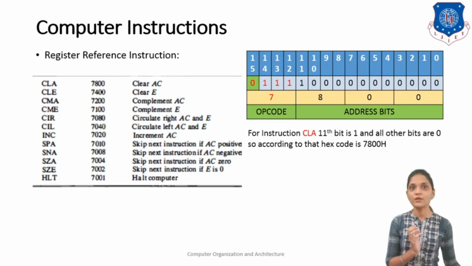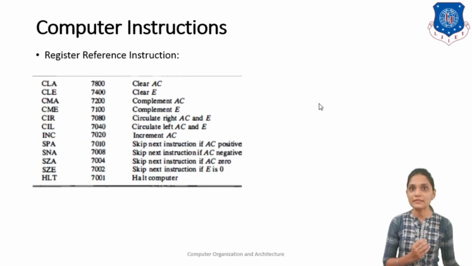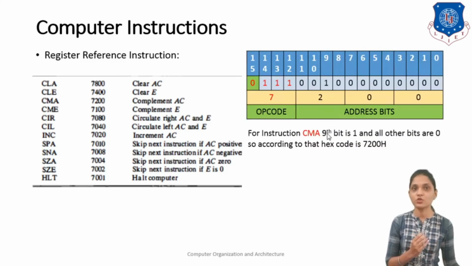So this 4 bit will be 8, and this 4 bit will be 0, and the next 4 bits will be 0. Okay, so for the CLA instruction, your operation code will be 7800. Similarly, if we consider a second instruction, that is the CMA instruction, for the CMA instruction your 9th bit is 1 and the rest of the bits are 0.